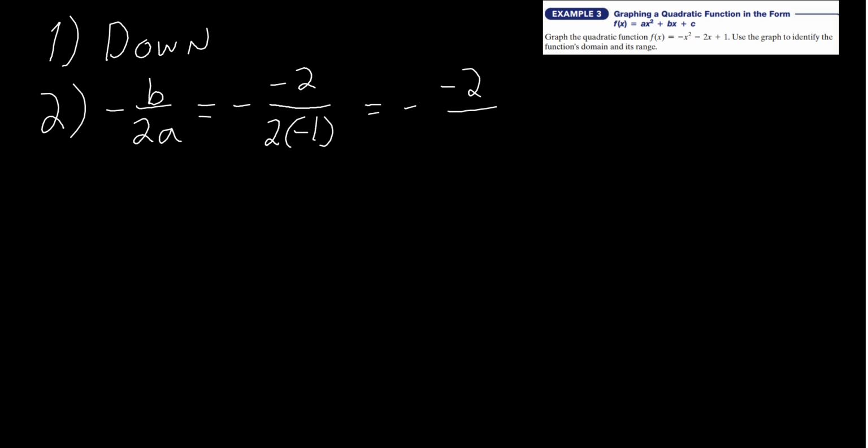So we're going to have a negative 2 over 2 times a negative 1, which is a negative 2. A negative 2 divided by negative 2 is a positive 1, and then we still have this negative sign here, so it would be a negative 1. Negative 1 is the x value of my vertex. To find my y value, I just plug the negative 1 in. So this is the x value.